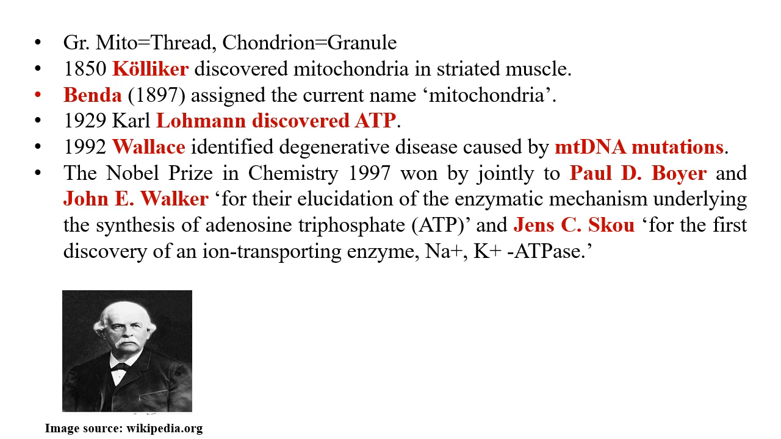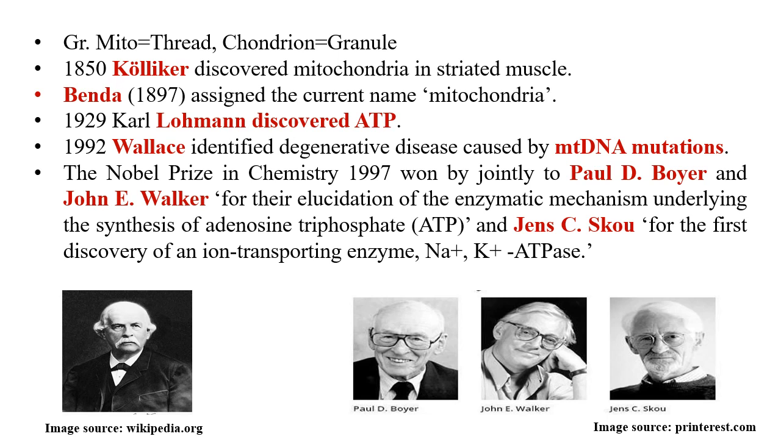After the discovery of ATP by Carl Lohmann in the year 1929, many path-breaking developments occurred in the field of mitochondria, and in the late 20th century we came to know about degenerative diseases identified with mitochondria, as mentioned by Wallace. The 1997 Nobel Prize in Chemistry was shared by three scientists, Paul, John, and Jens, for their elucidation of the enzymatic mechanism in ATP synthesis and discovery of ion transporting enzymes.